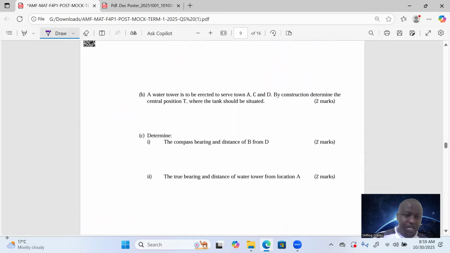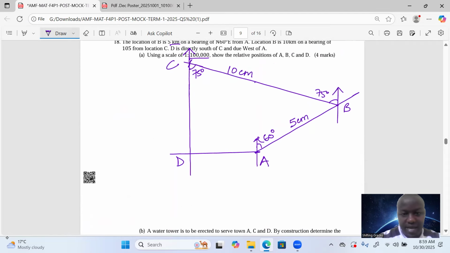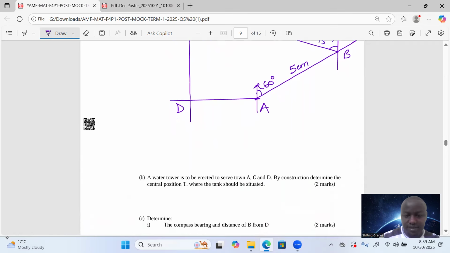Check out the instruction in part B. Very interesting. Now, a water tower is to be erected to serve towns A, C, and D. By construction, determine the central position T where the tank should be situated.